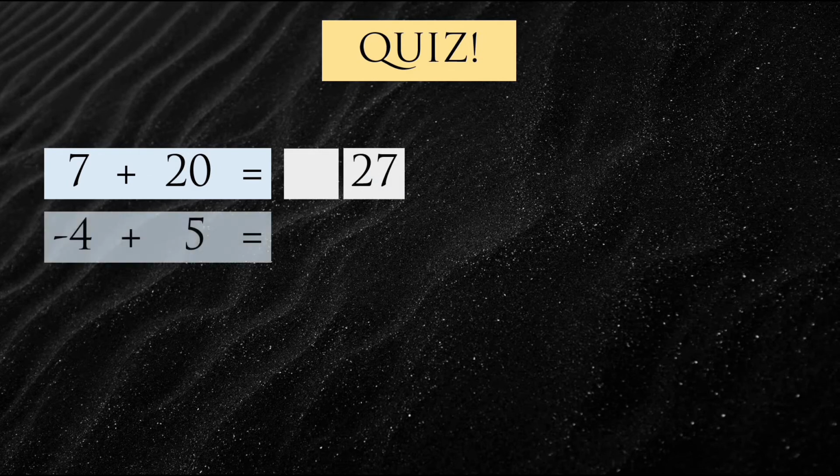And then number 2, you have -4 plus 5. So subtract the numbers. 5 minus 4 is 1. And then copy the sign of the larger number, which is 5. The answer is +1 or just 1.